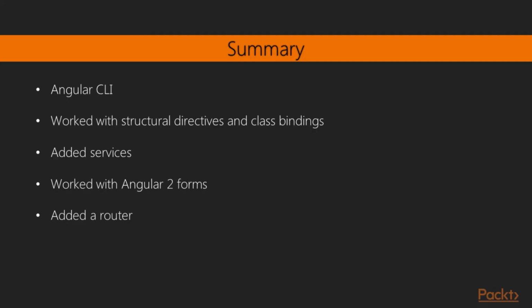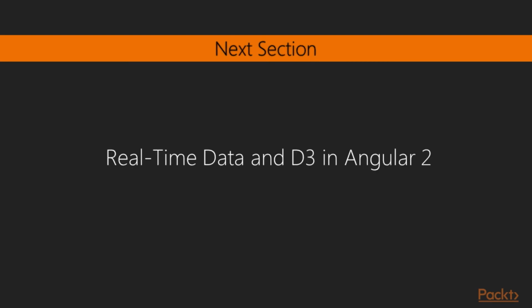We have reached the end of building an Angular 2 app and now have a solid grasp of how to build powerful applications with Angular 2. We learned about structural directives and class bindings, dove deeper into services, built our first forms, and added routing to our application. We were also introduced to powerful tools and libraries such as the Angular CLI and Angular Material. In the next section, we will be learning how to inject D3 into an Angular 2 app.